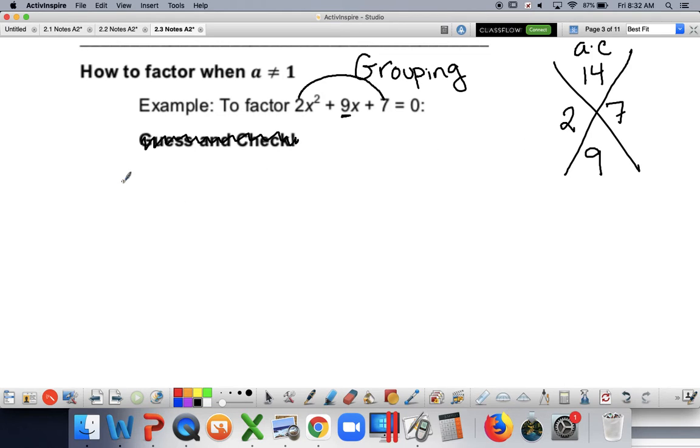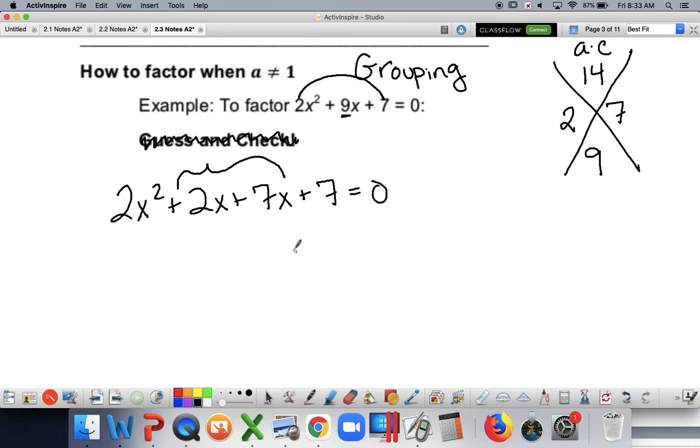So here's what I'm going to do. This is how it differs from our last lecture. Last lecture I was done at this point. Now I need to go back and rewrite that middle term, the 9x. I now break it out to 2x plus 7x. Once I'm here, I'm going to what's called group. I'm going to group my first two terms and my last two terms.